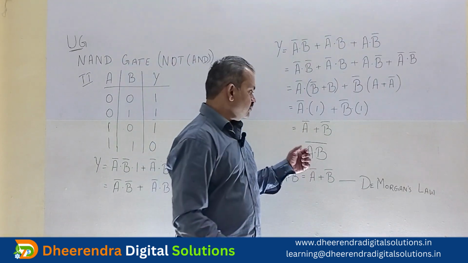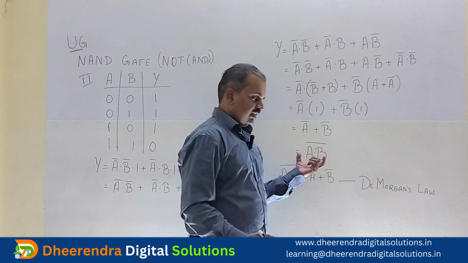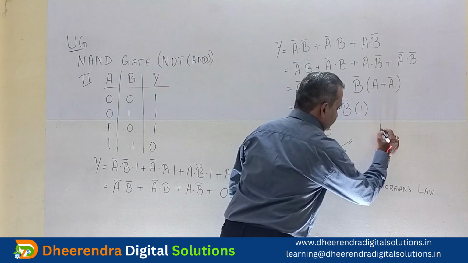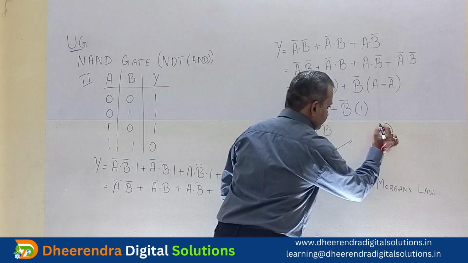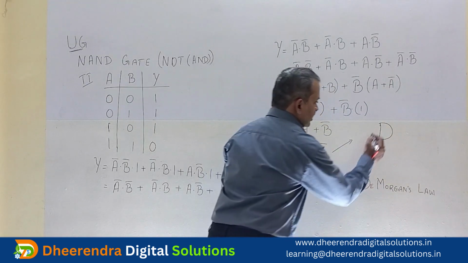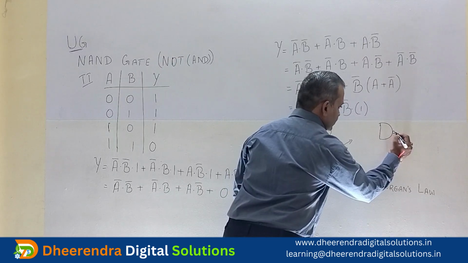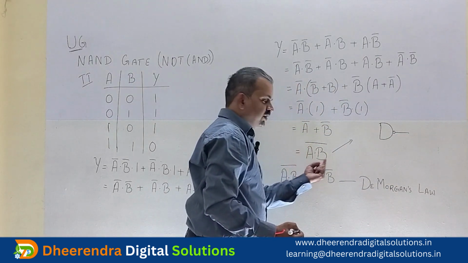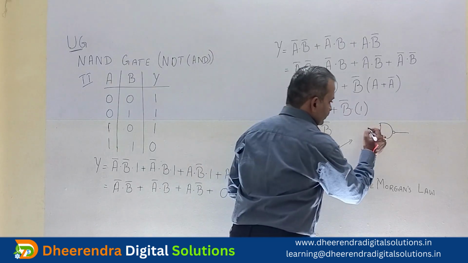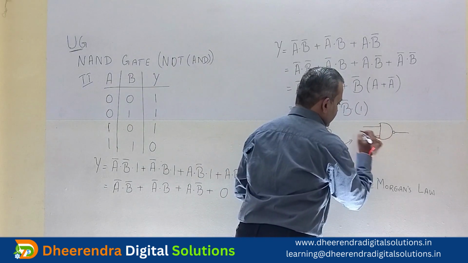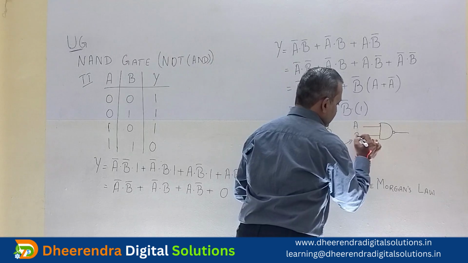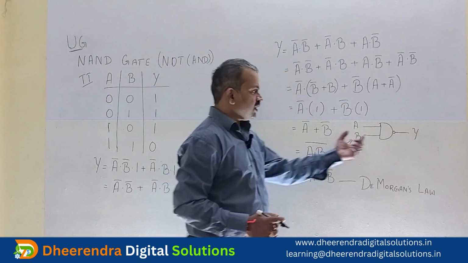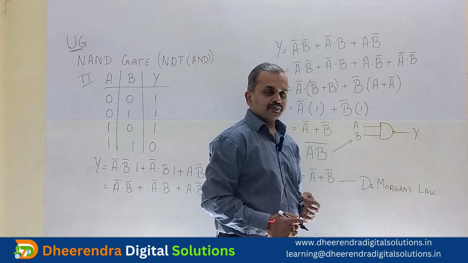Now, what is the symbol for our NAND gate? If I am making use of this, then we'll have AND. We're performing the AND operation first, and then we are putting a bubble to it. We are performing the NOT operation on the result of the AND operation. So we can represent it this way, wherein we have A and B. This is going to be Y. So this is your NAND gate.